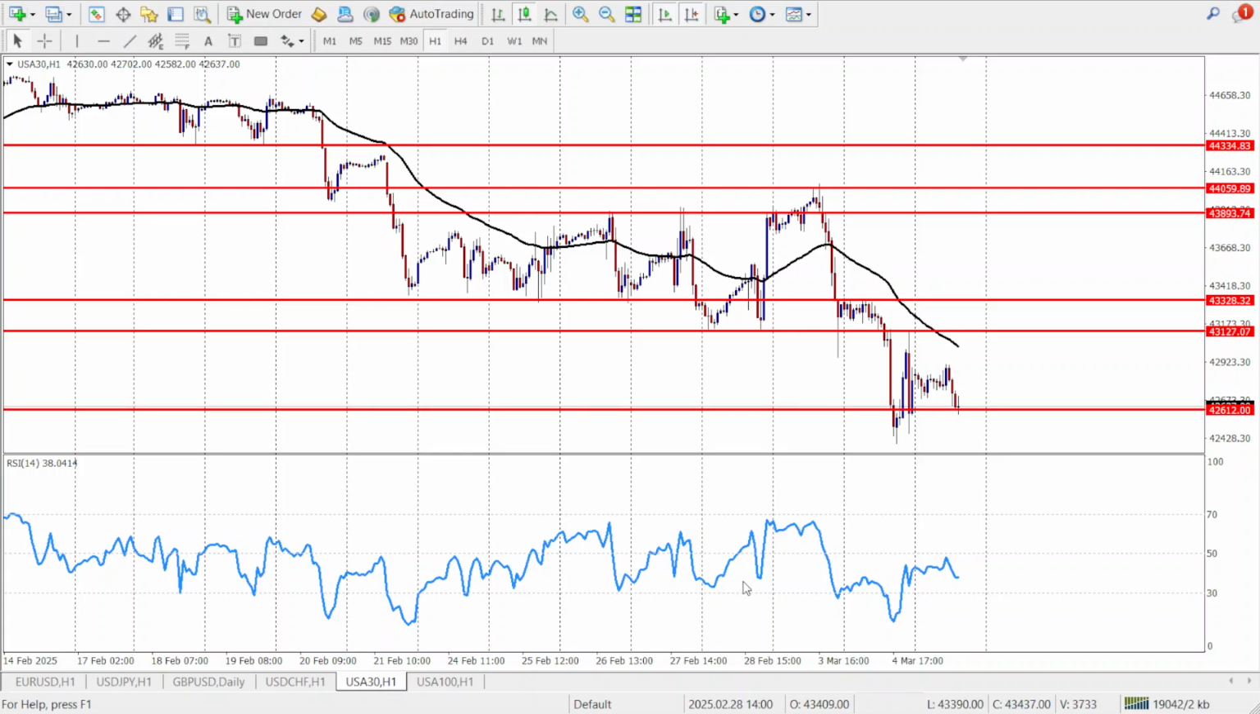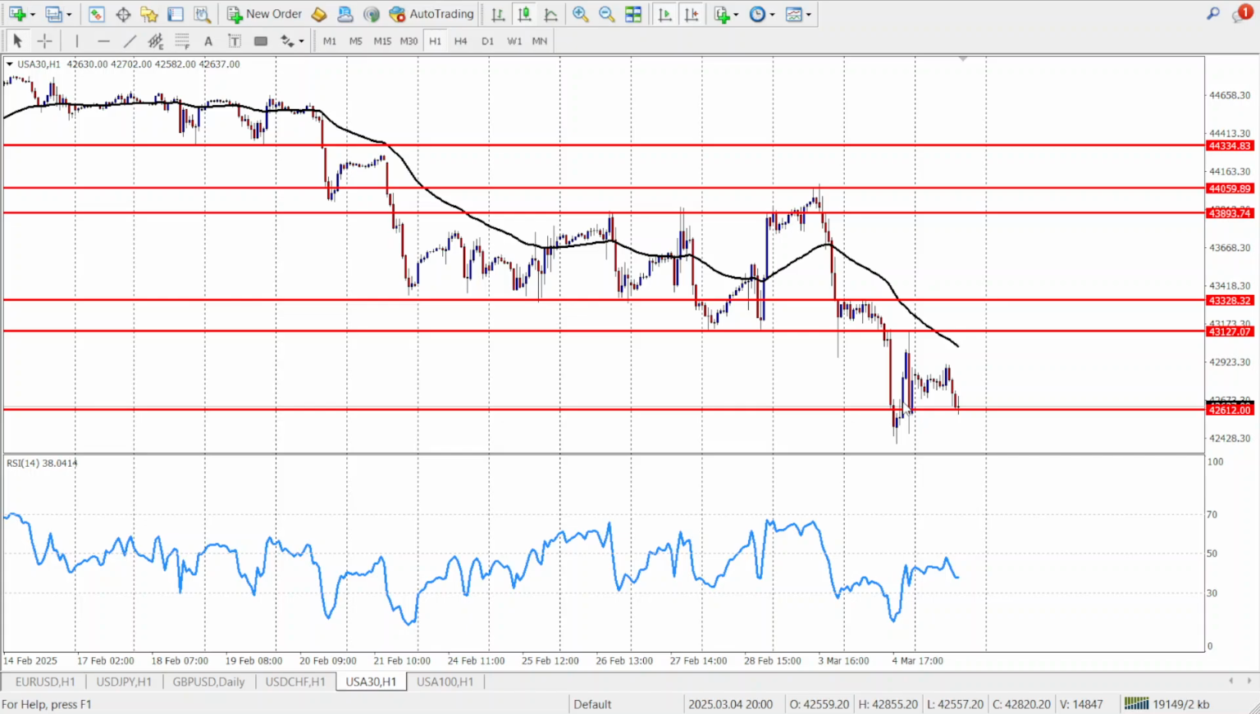Now, let us talk about risk management. Trading without a solid risk management plan is one of the fastest ways to lose your capital. So it's essential to set stop loss orders and take profit targets before entering any trade. For the US30, I recommend a stop loss that is no wider than 50 to 100 pips, or rather 50 to 100 points, right? 50 to 100 points from your entry point, okay?